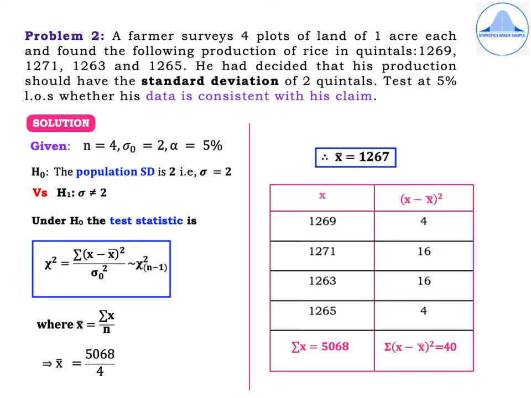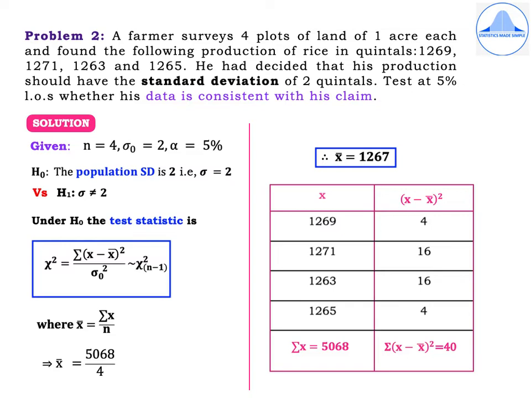So in this problem, the word standard deviation alone is used. So it is chi-square test for population variance. Now here we observe that a set of x values are given. This is the production of rice in quintals. So let's start with the solution. Write given n is equal to 4. Then from the sentence, he has decided that his production should have standard deviation of 2 quintals. It means that sigma naught is equal to 2 and alpha is equal to 5%.